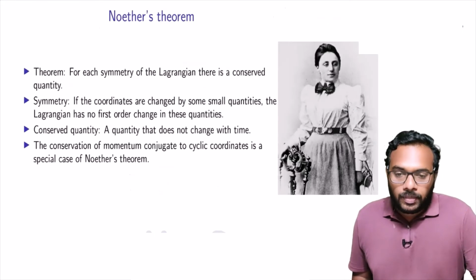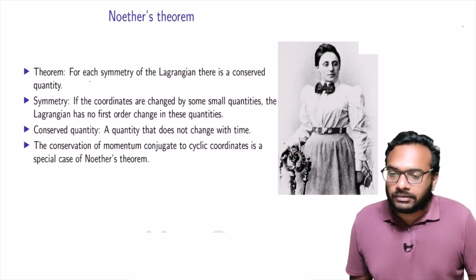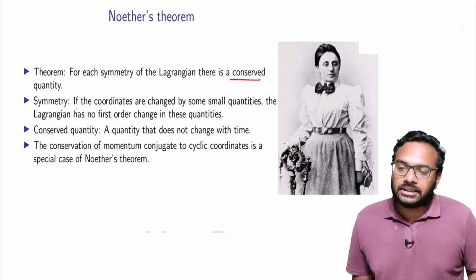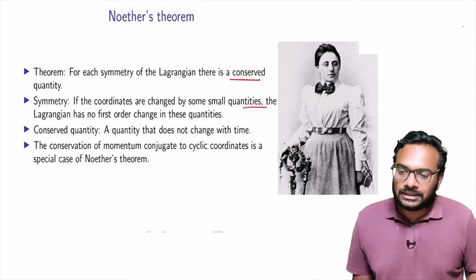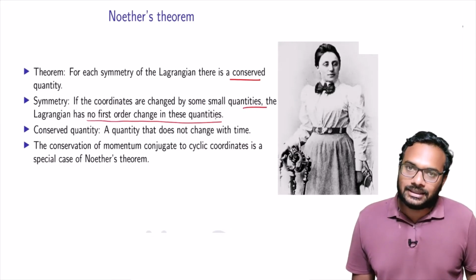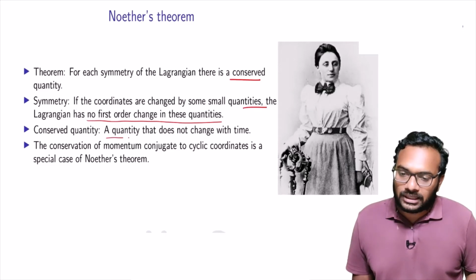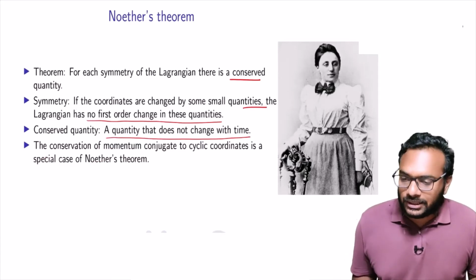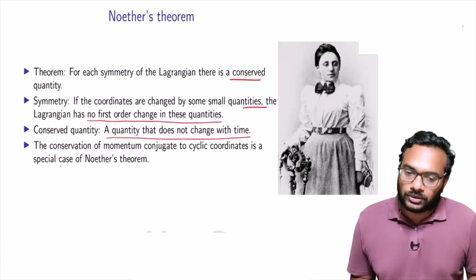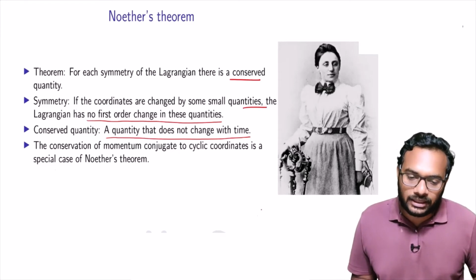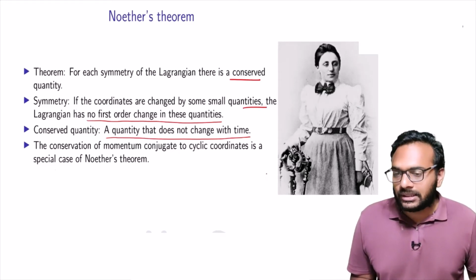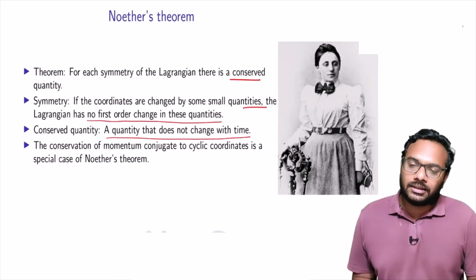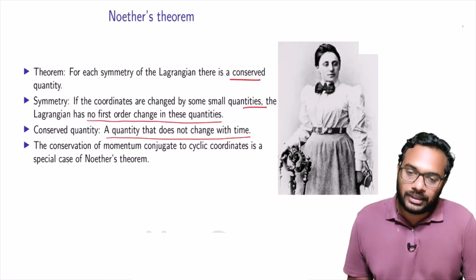So that's Noether. For each symmetry of the Lagrangian, there is a conserved quantity. Symmetry means if the coordinates are changed by some small quantities, the Lagrangian has no first order change in these quantities. By conserved quantity we mean a quantity that does not change with time. As I said, the conservation of momentum conjugate to cyclic coordinates is a special case of Noether's theorem. Noether was a mathematician, a very important person for physics. All of modern physics is primarily based on Noether's theorem.